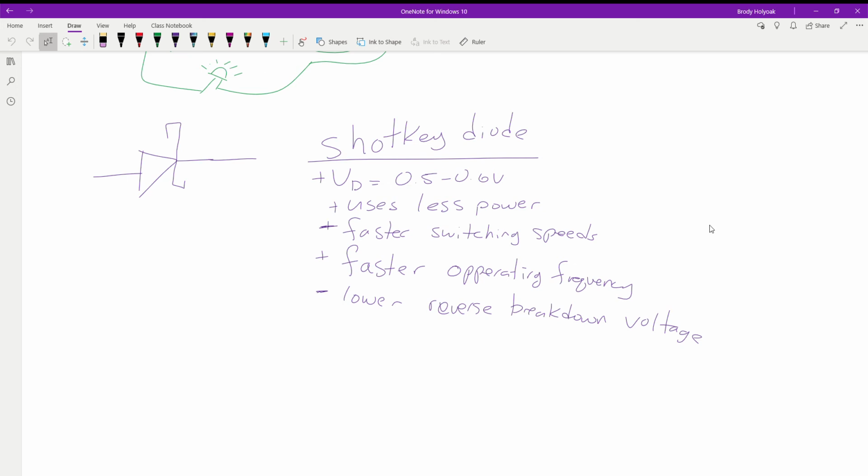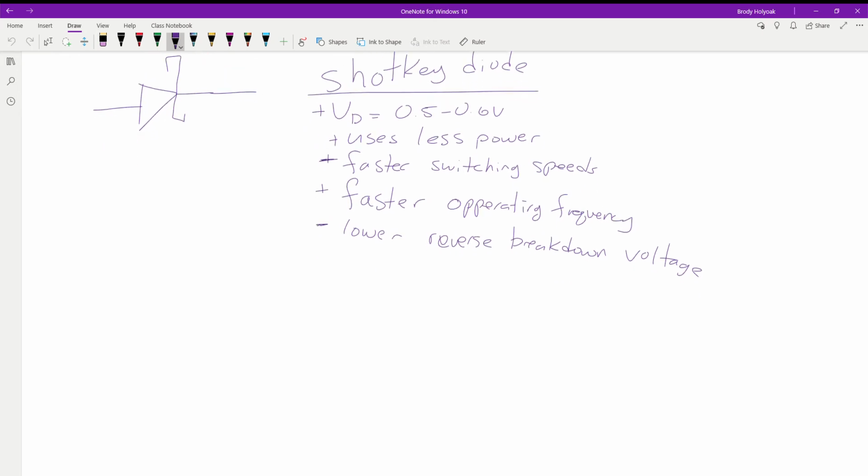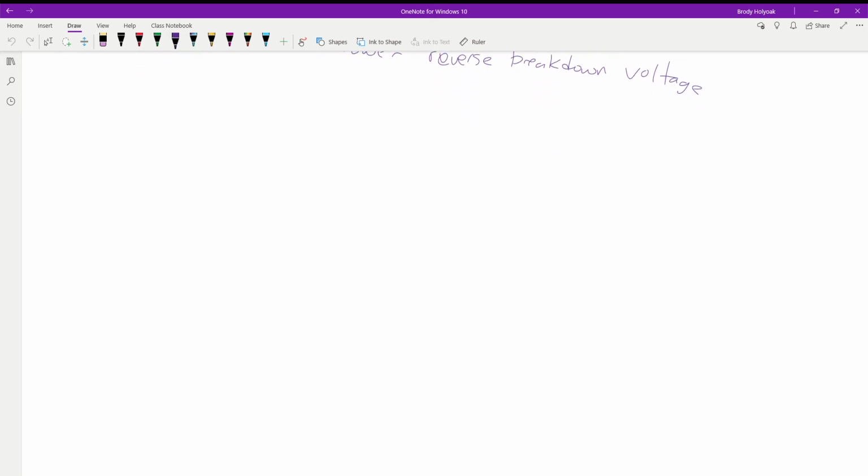All right. Okay, so that's a Schottky diode. The way you can recognize a Schottky diode is the symbol makes kind of a boxy S. Backwards S, but makes an S. The next type of diode is the Zener diode.